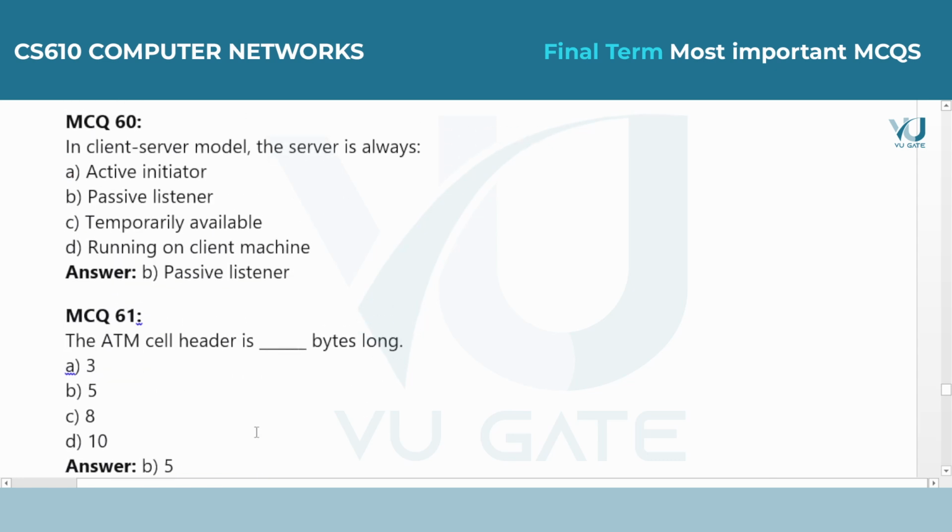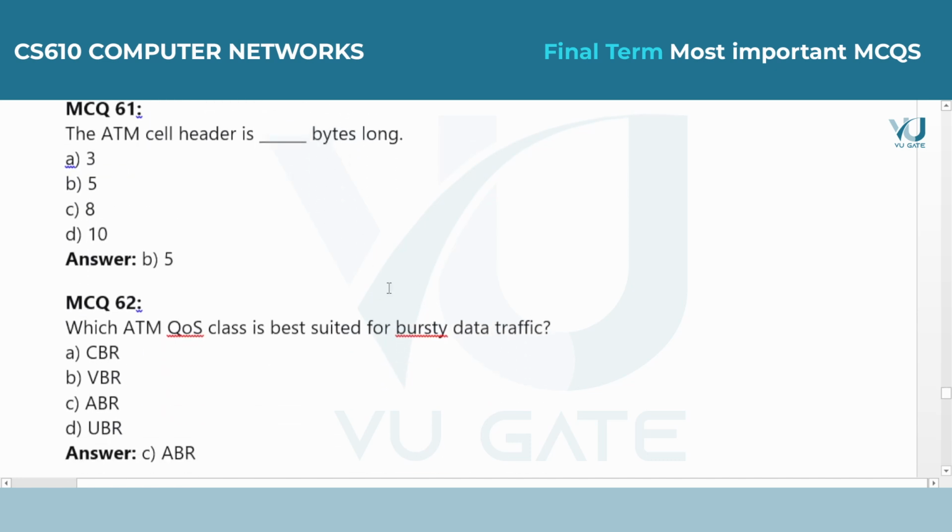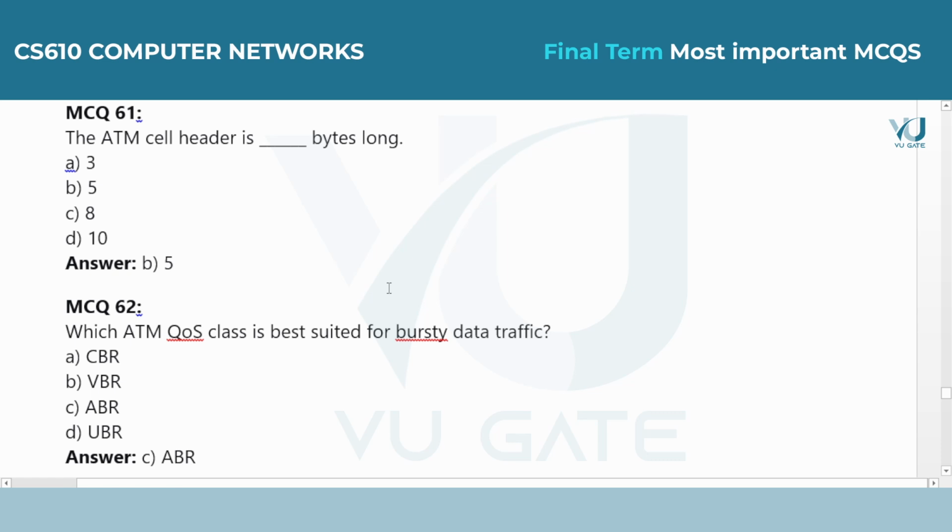MCQ 60. In the client-server model, the server is always? Answer: B. Passive listener. Concept: the server does not start communication. It waits, listens for a client to send a request before it takes any action. MCQ 61. The ATM cell header is how many bytes long? Answer: B. 5. Concept: the 5-byte header contains routing information like VPI and VCI, while the remaining 48 bytes are for user data.